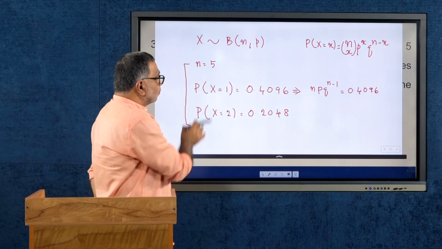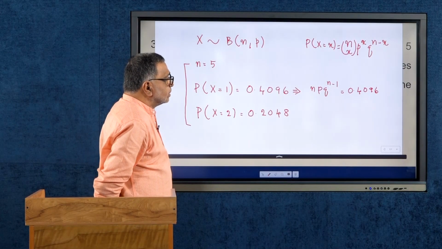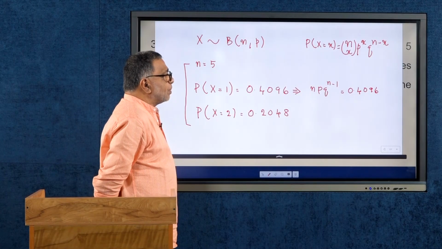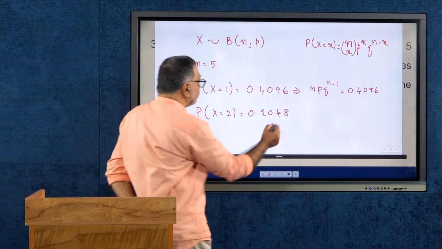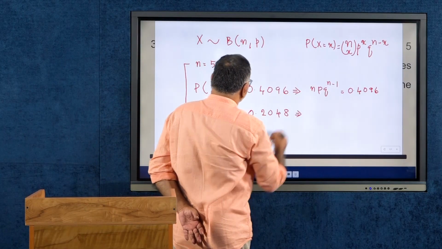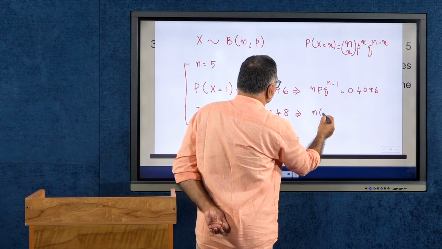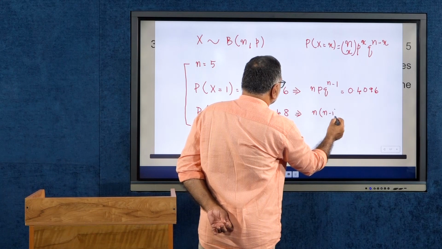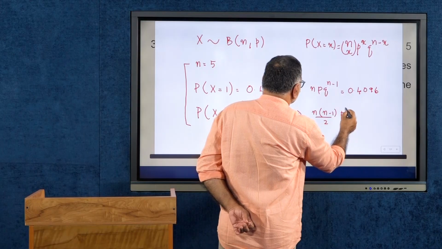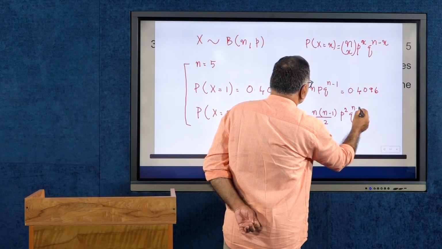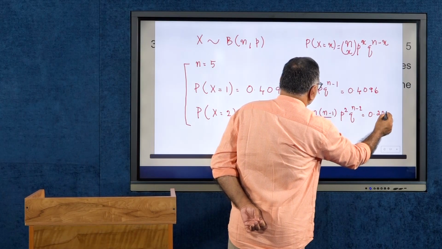Okay. So, first equation, probability of x equal to 1 is equal to 0.4096, which is the same as n p q power n minus 1 equals 0.4096. Similarly, probability of x equal to 2 means nC2, that is n into n minus 1 divided by 2, p square q power n minus 2 is equal to 0.2048.